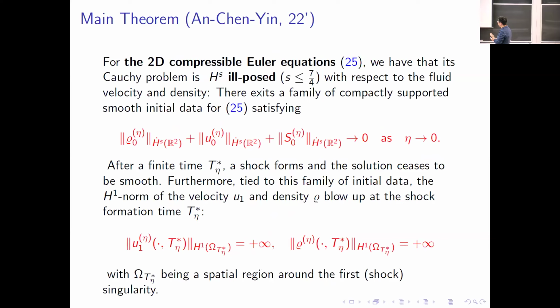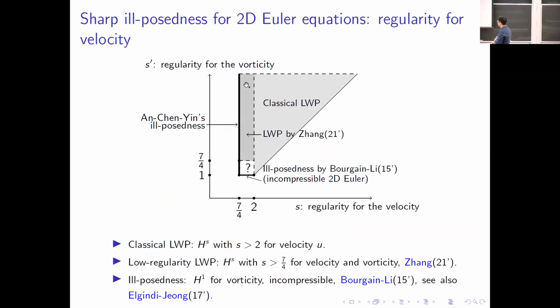And if you reduce to the 2D compressible Euler equations, we will also have the H7/2 ill-posedness, consistent with other results before, right? So this is still the picture. This is what we call HS prime, S prime for regularity of vorticity, and this is HS, the regularity of velocity. For this triangle region, this is the classic local ill-posedness result. So our ill-posedness is along here.